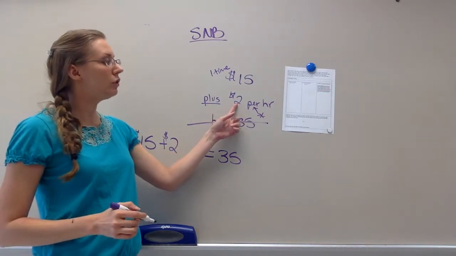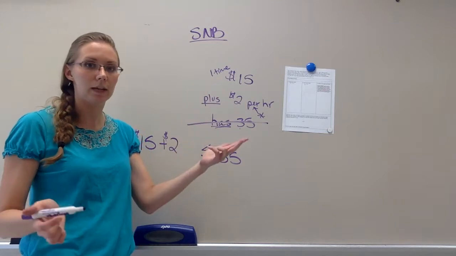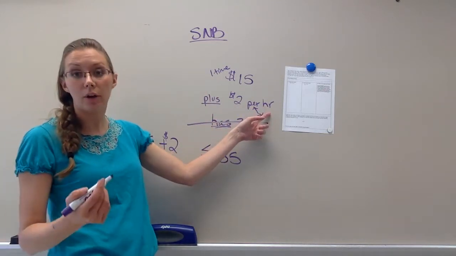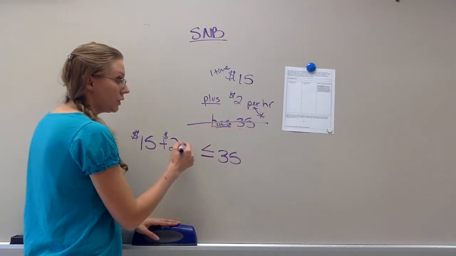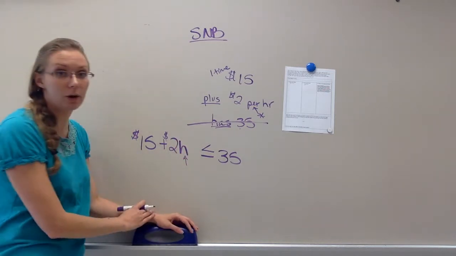So if we think about it, $2, and then we do it for 3 hours, we would do 2 plus 2 plus 2, which is 6. Or 2 times our amount of hours, which is 3. So we're going to do 2 times our h. H is the unknown, our variable.